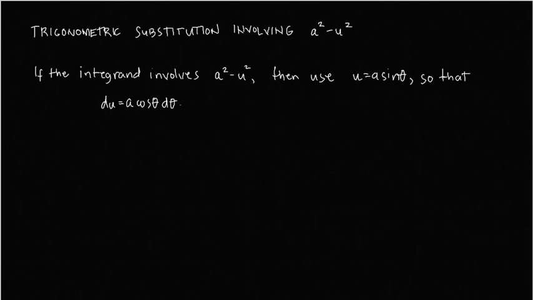So, kapag nakakita tayo ng ganito, guys, na a squared minus u squared sa ating integrand, we try to use u is equal to a times sine of theta. So, the derivative of this one is du equals a times cosine of theta d theta. Alright, so let's proceed to our first problem on this video.